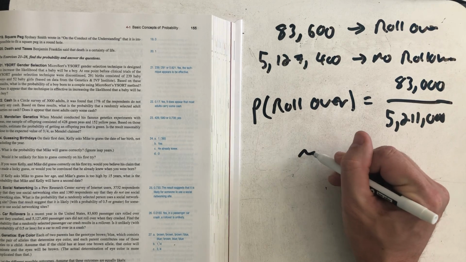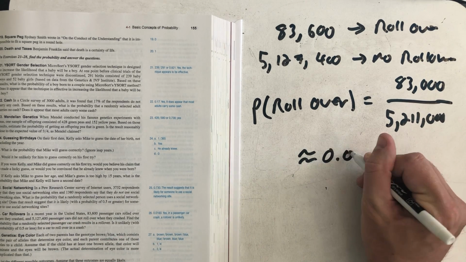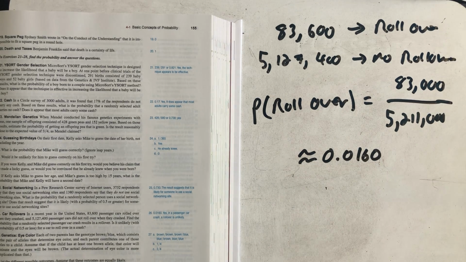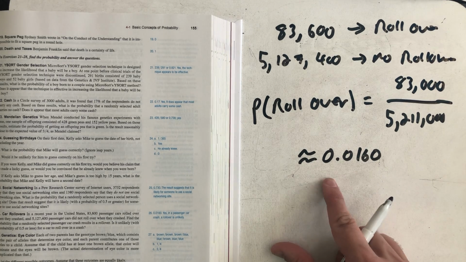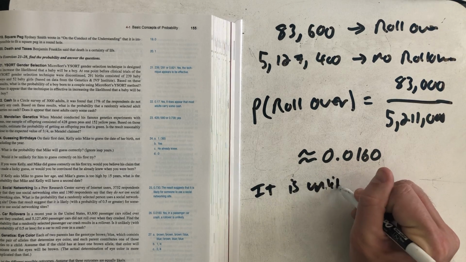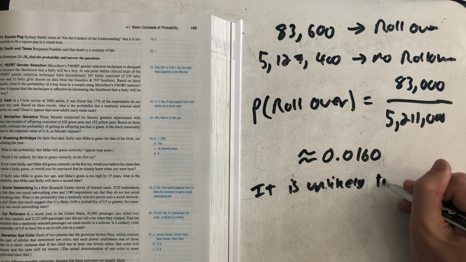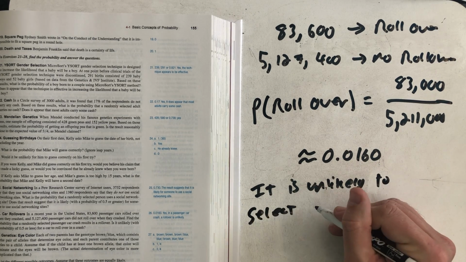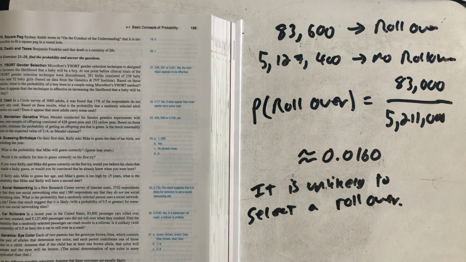I think a decimal is the way to go here, and I don't have a calculator with me, but fortunately I do have the instructor edition of the textbook, so I'm going to cheat and say that's about 0.0160. That is a 1.6% chance. That is below the threshold of 0.05, and it does appear unlikely. If we were selecting a random passenger vehicle accident, it would be unlikely to select a rollover.